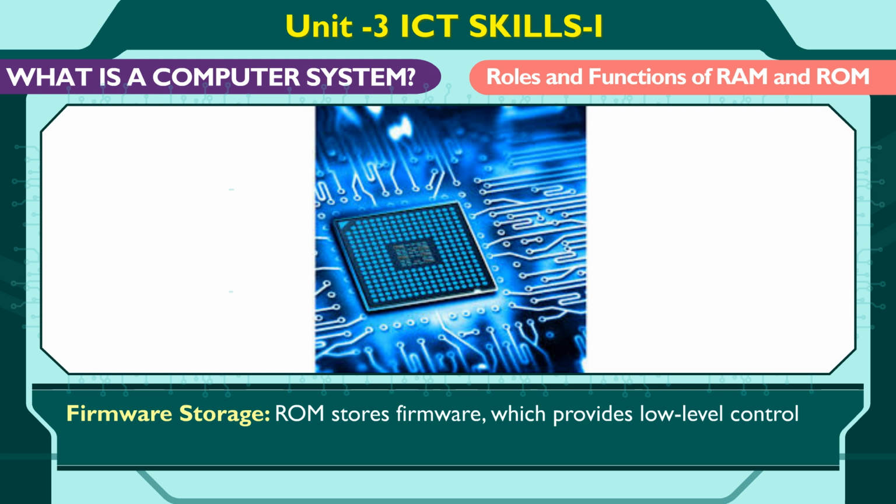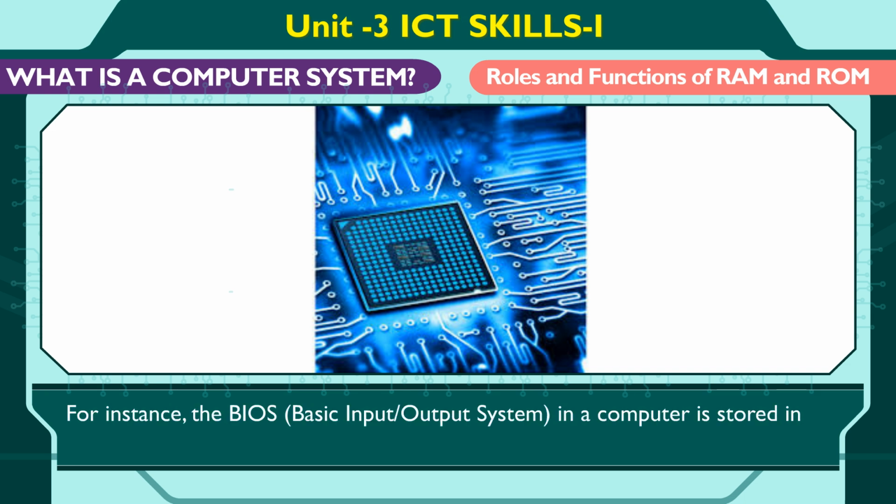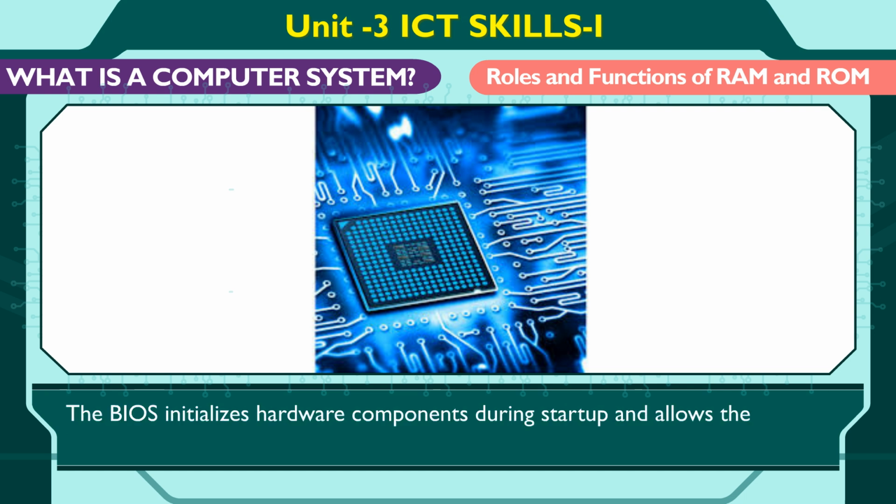Firmware storage. ROM stores firmware which provides low-level control and initialization routines. For instance, the BIOS, basic input or output system, in a computer is stored in ROM. The BIOS initializes hardware components during startup and allows the operating system to load.